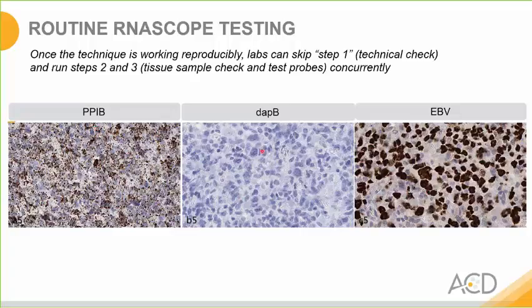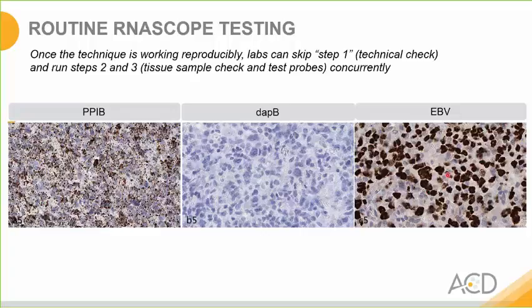No significant background staining, as indicated by the negative appearance of the panel stained for DAP-B. Then you have a very robust, strong signal for EBV. In this case, the dots are so numerous, they essentially coalesce to create what almost looks like a diffuse immunohistochemistry staining pattern for the EBV.